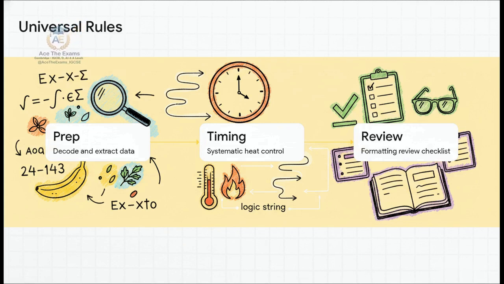This is all about timing and execution. Process the sequence systematically, maintaining a completely visible logic string so you never drop a negative sign or mix up your calculus. Rule number 3, the pass line review checklist. This is your mandatory format check. You never, ever submit your paper without checking for your bounds on definite integrals or your plus C on indefinite ones.